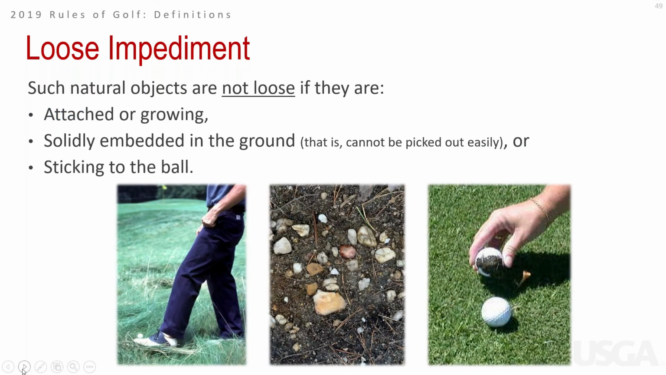Such natural objects are not loose if they are attached or growing, solidly embedded in the ground, or sticking to the ball. So you can all remember Tiger Woods and moving that big boulder. Well, that was one big loose impediment. And in our example here, we have a ball that has adhering mud to it. Unfortunately, that is not a loose impediment.